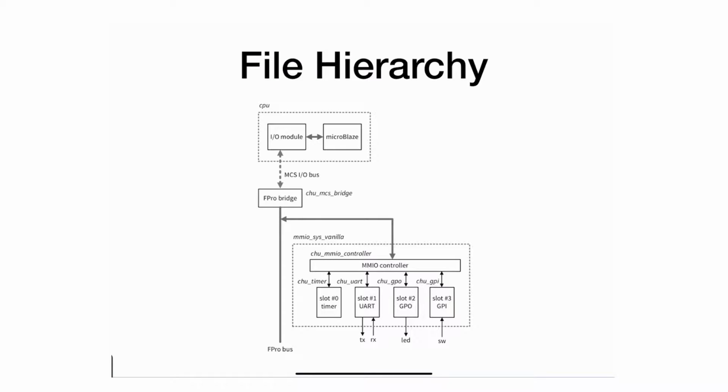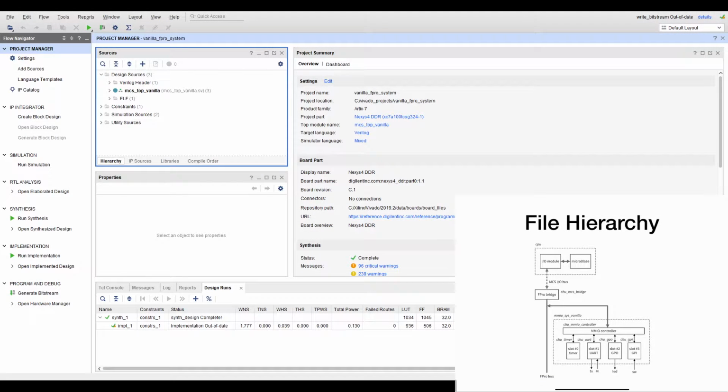Let's check how all of this information about the MMIO controller and the different I/O cores and the wrapping circuits come all together to construct this particular version of the prototyping system. So we go to Vivado and see that here. So in Vivado, this is the Vanilla F Pro.